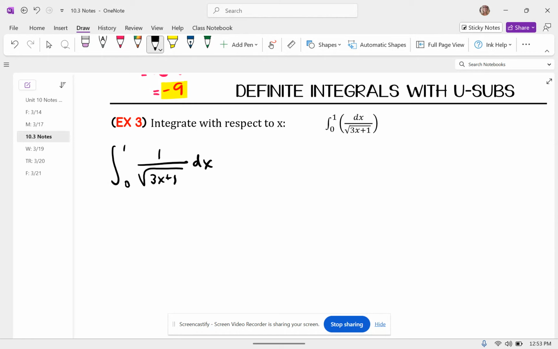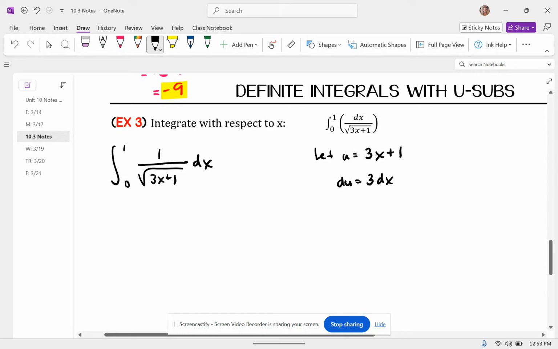Now, I see a clear inner function of 3x plus 1. I'm going to let u equal 3x plus 1. Therefore, my du is going to be 3 dx. Is there a constant of 3 present in the original integral? No, so we divide by 3. Good job. 1/3.